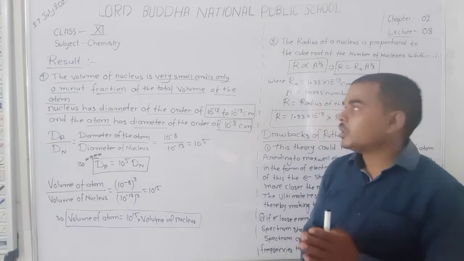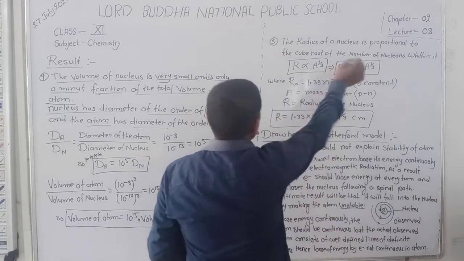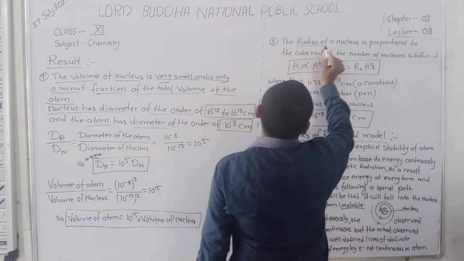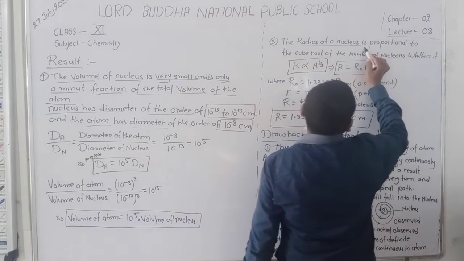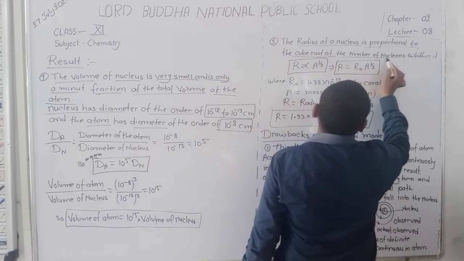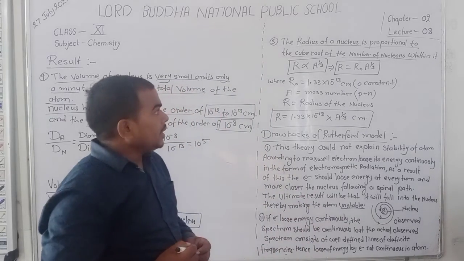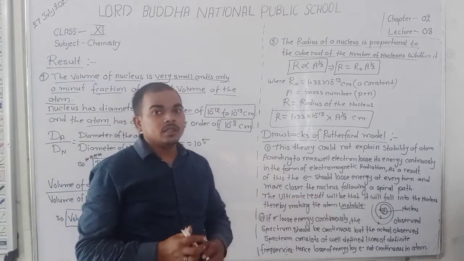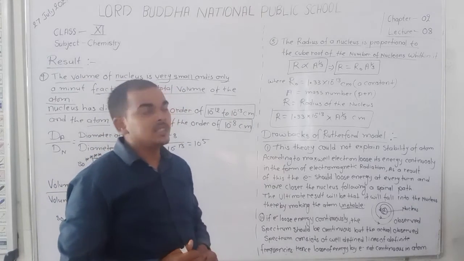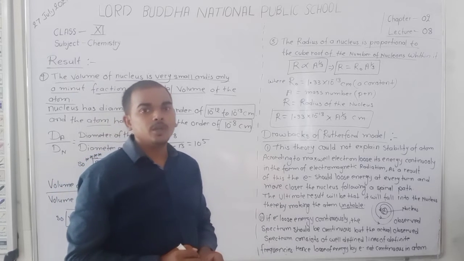Okay, student. Yes, student. Now this is the fifth result. In the fifth result, Rutherford says that the radius of the nucleus is proportional to the cube root of the number of nucleons within it. Dear student, Rutherford says that the radius of the nucleus is proportional to the cube root of the number of nucleons.